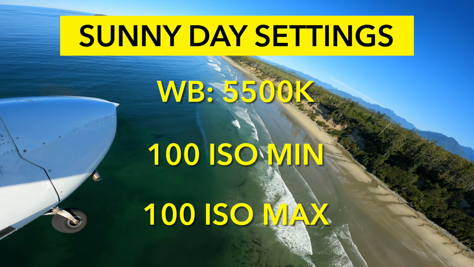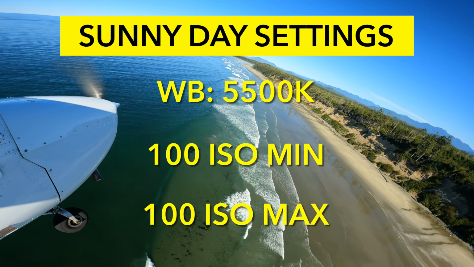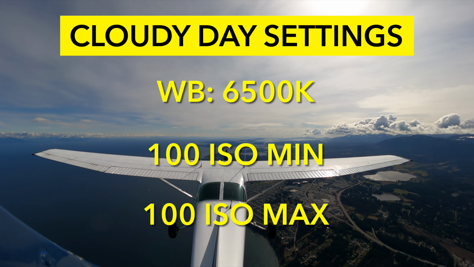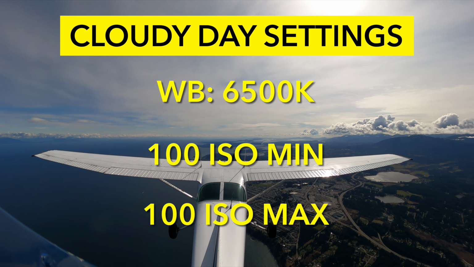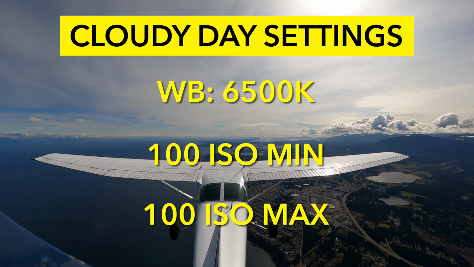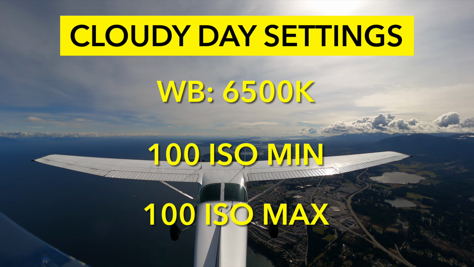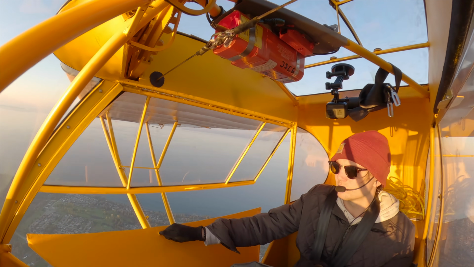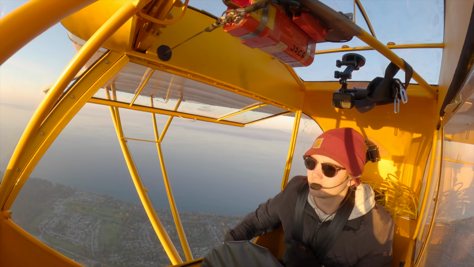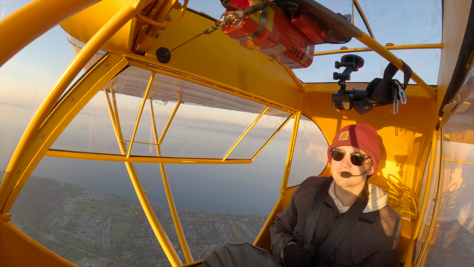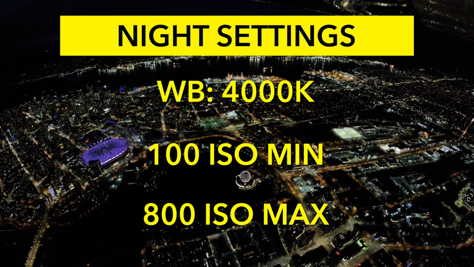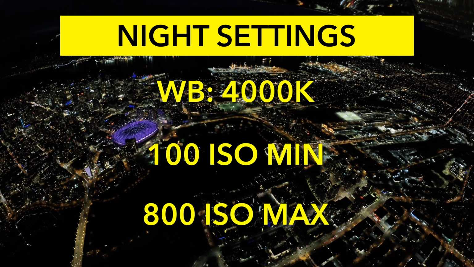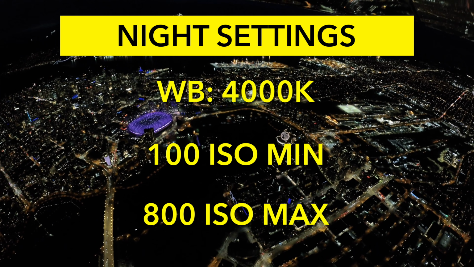This will give you the cleanest, low-noise image with the greatest dynamic range possible for daytime flights. On a cloudy day, you could increase the white balance to around 6,500K to keep the image from looking too cold. I would also use a setting of 6,500K for sunrise and sunset shots to retain the nice warm colors in the sky. For night flights, where the scene is dominated by artificial lighting, I would set the white balance to a much cooler 4,000K.